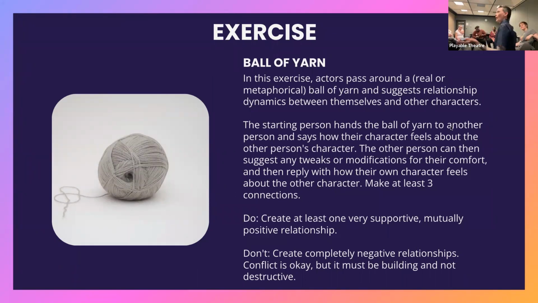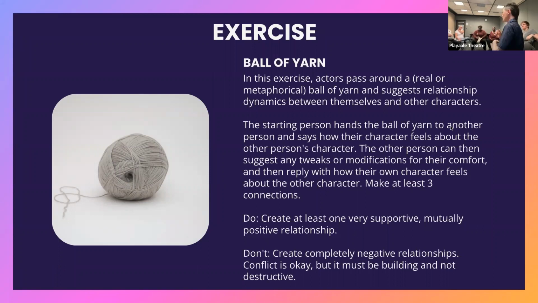In this exercise, actors are going to pass around a real or metaphorical, in our case metaphorical, ball of yarn and suggest relationship dynamics. The starting person has the ball of yarn in their hands and hands it to another person, suggesting how their character feels about that other person's character. That person accepts the ball of yarn, and can make any tweaks or modifications for their comfort. Then they reply with how their character feels about the other person's character.